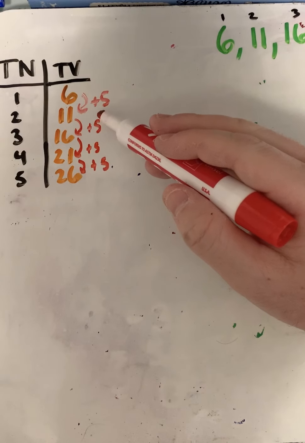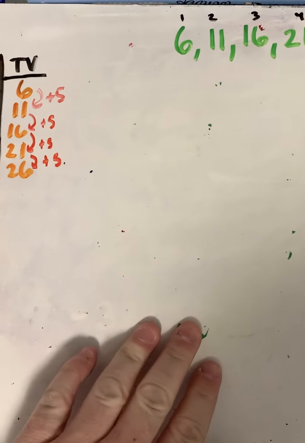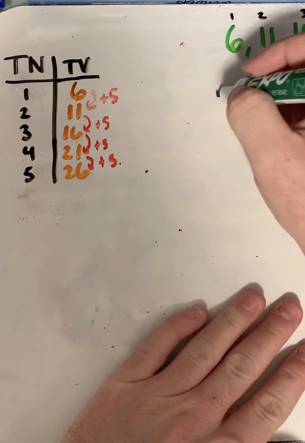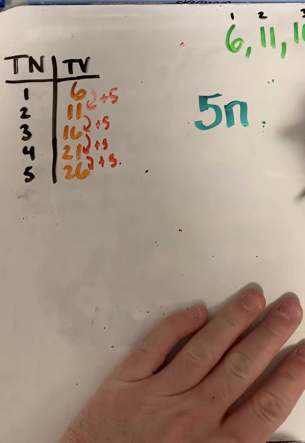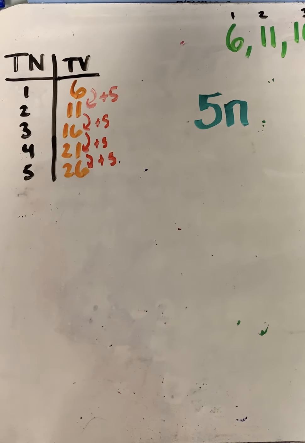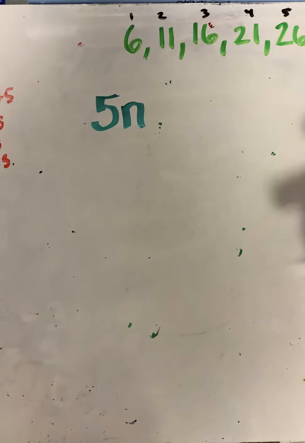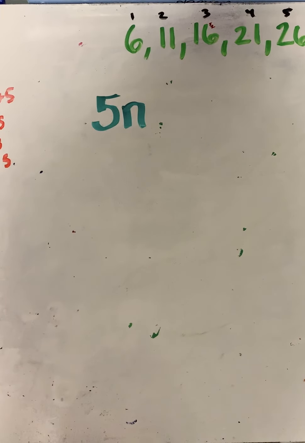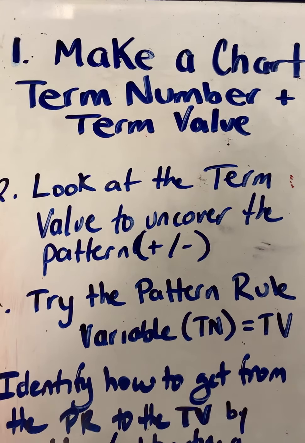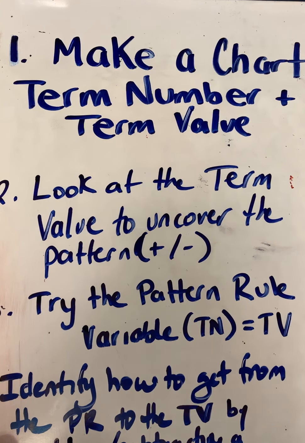So we've identified 5. What did we say we needed to do? That 5 now becomes my variable, right? It becomes my variable's counterpart. I'm going to call it my sidekick, okay? So it's 5n. So I think that the pattern rule for this growing pattern is 5n. So how can I test it? Well, step 3, we have to try the pattern rule and the variable versus the term value.